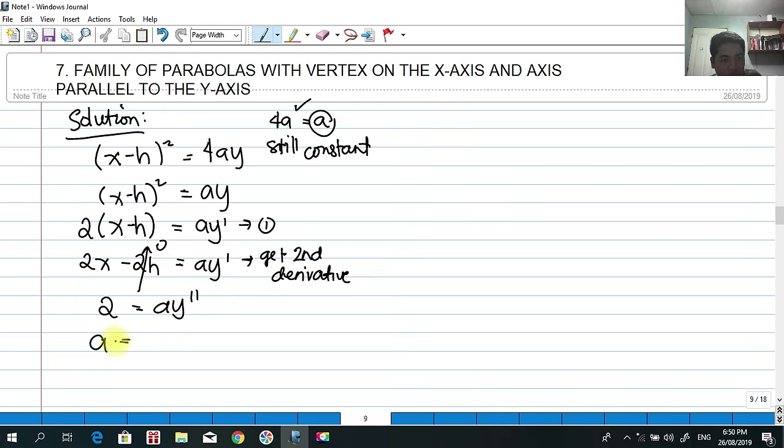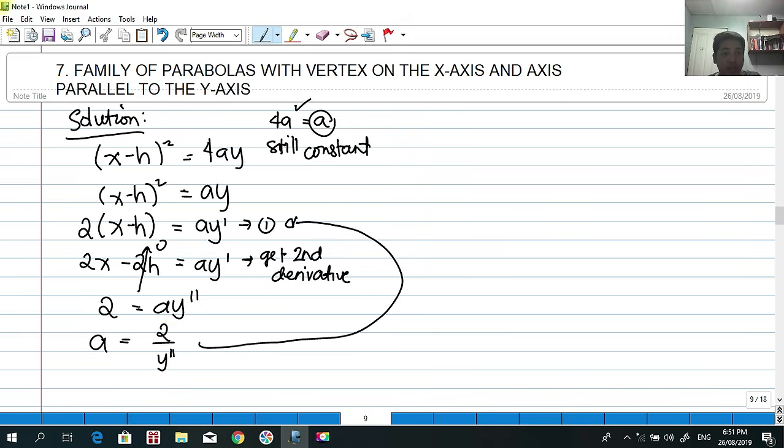From here we have a is equal to 2 over y double prime. And what are we going to do with this? We're going to substitute this into the first derivative equation, so that we can eliminate the a.